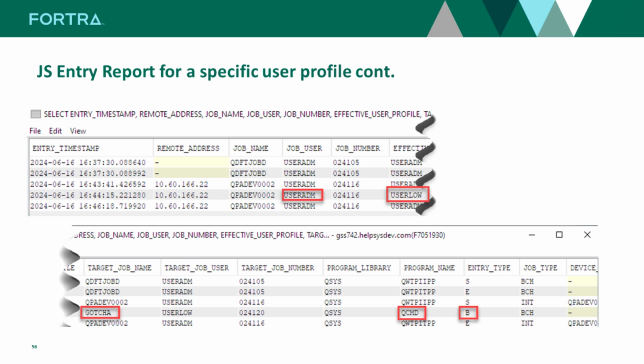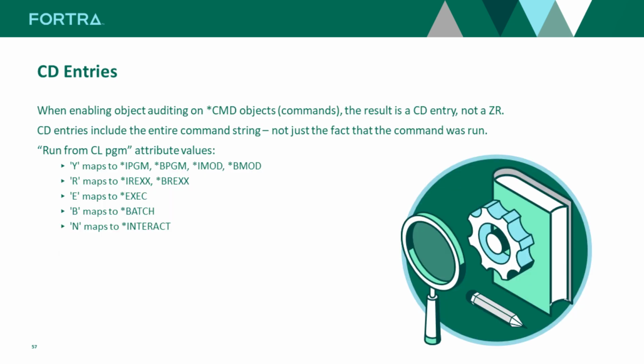So this is an extension of that report where we saw that user low actually went as gotcha, and it was done right from the command line. So if this was done from another program, you'd be able to see what that program was that was allowing them to elevate. And lastly, we'll touch on these CD entries.